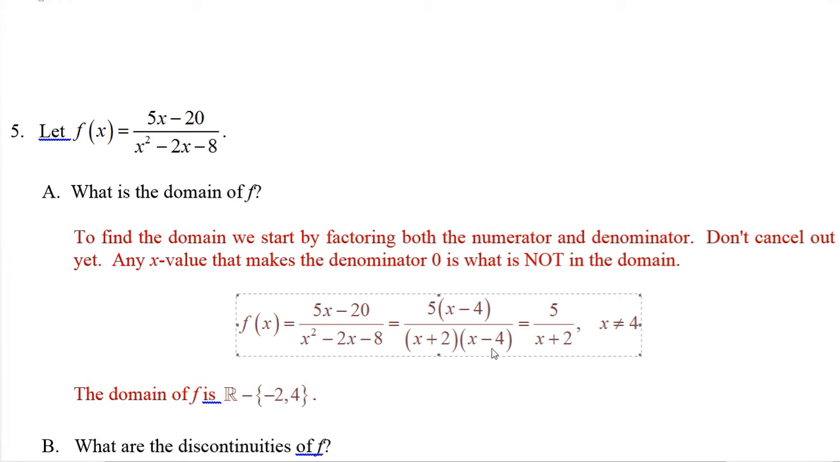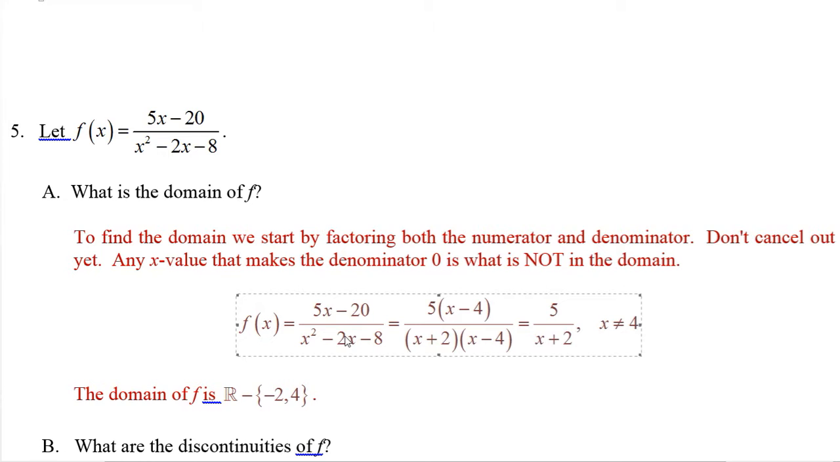Now this does reduce to 5 over x plus 2, but only when x is not equal to 4. So we need to put that restriction. If you plug this in your table calculator and plug the original in your calculator, they will agree at all points except at x equals 4. Well, this will give you 5 over 6, or a decimal version of that, and this will be undefined. Of course, at x equals negative 2, they're both undefined.